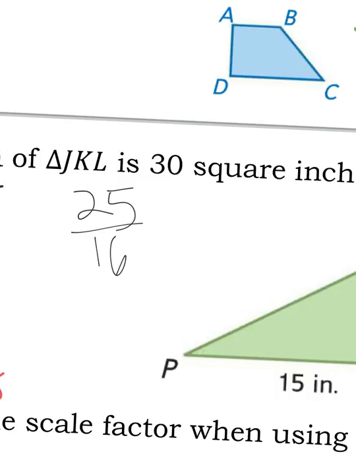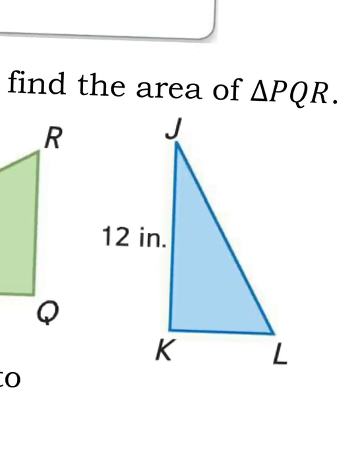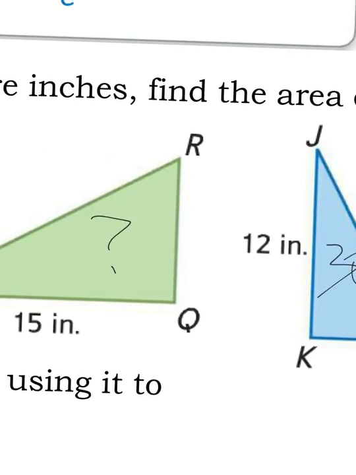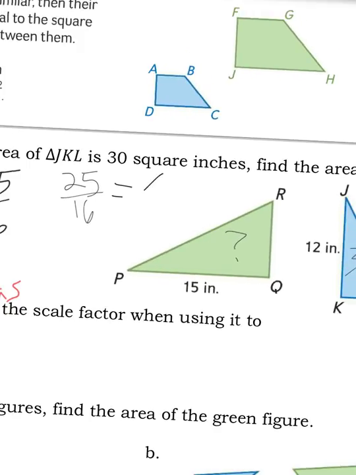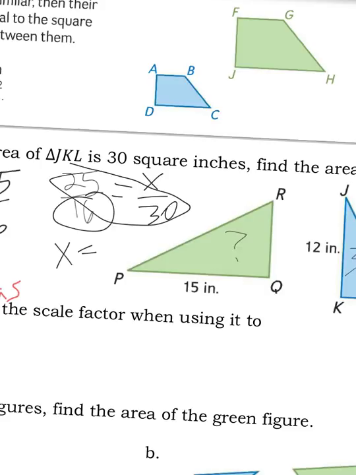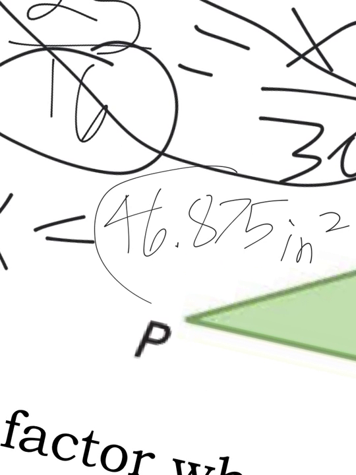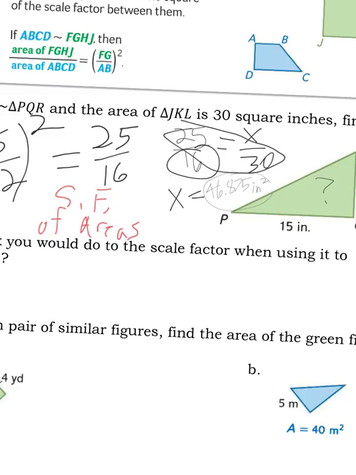And it says triangle JKL is 30 square inches. So this is 30. You don't know this one. So if I'm working left over right, I'm going to put X over 30. Okay, so just cross multiply and then divide, and you get X is going to be equal to 46.875 square inches. Alright? So that's it for the first example.